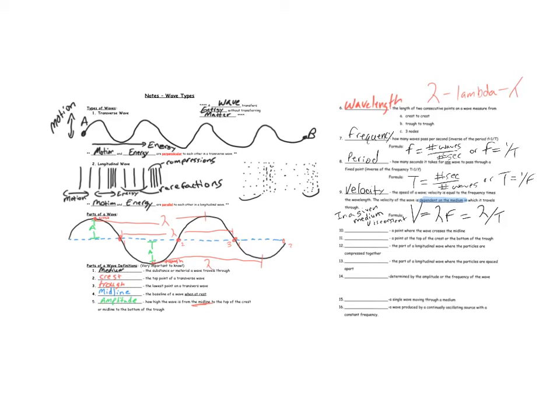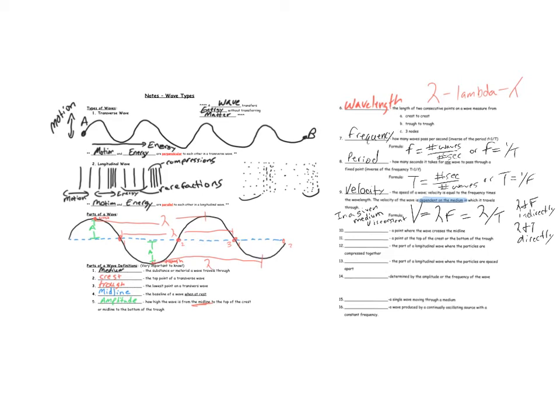But notice the reverse is true for the period. If the wavelength goes up, the period also has to go up. All right? So the wavelength and period are directly related, wavelength and frequency indirectly related. So wavelength and frequency indirectly related, wavelength and period directly related.